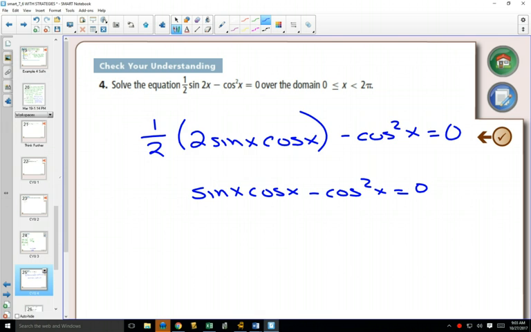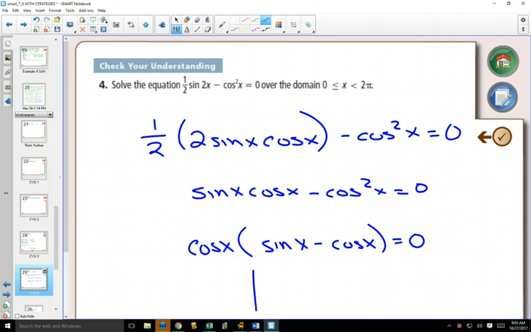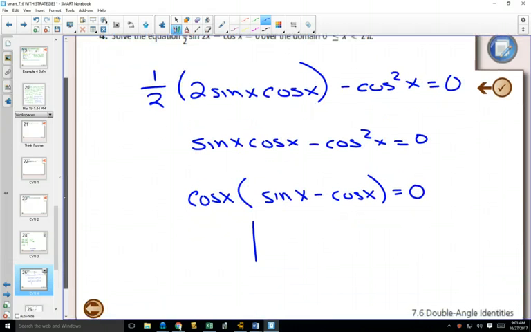Do I have a common factor? Yes. So I'm going to just see what happens if I factor that out. So I get cos x, and I'm left with sine x minus cos x inside equal to 0. So what's different in this question is usually when we used our factoring strategy, that separated things and it got one function, cos, by itself. But do you see in this one, we don't have something by itself. Okay? So here, I would get cos x equal to 0.